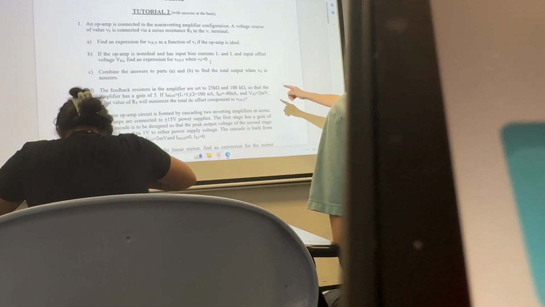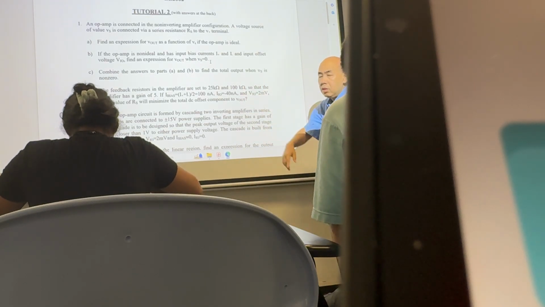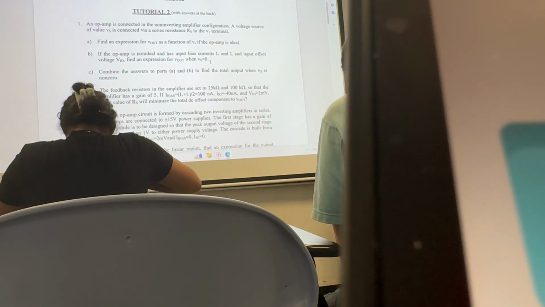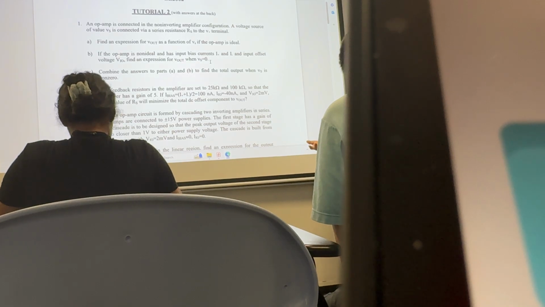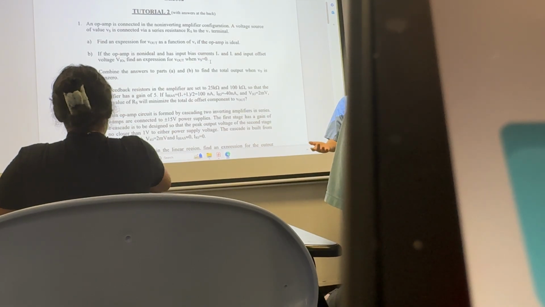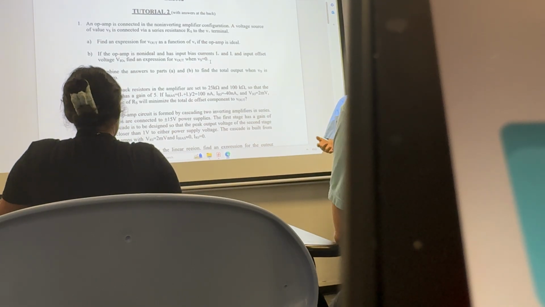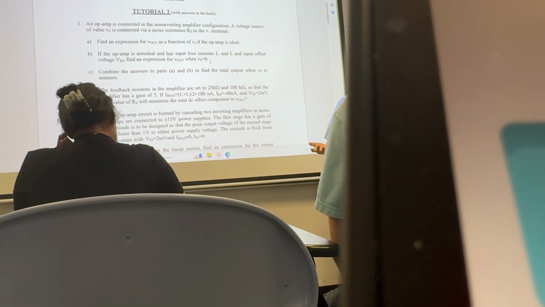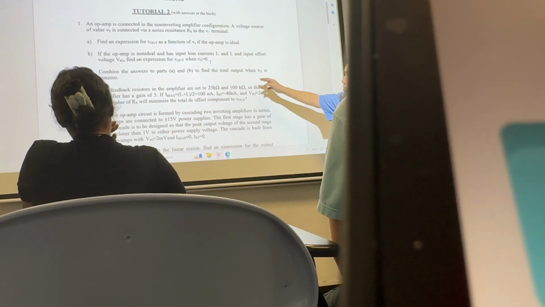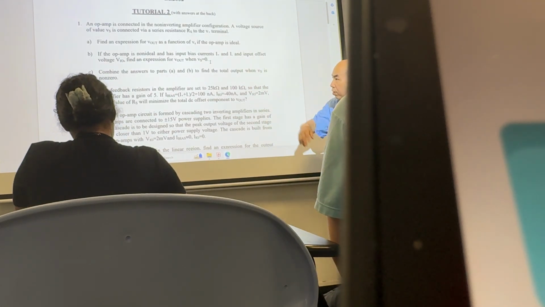Then compare A and B if the Vs is non-zero. So your signal source will come in. So your output will be a superposition, right? All the offset components add together, and all the signals add together with the signal source, right? 1, 2, 3, 4, right? Here is a 1, 2, 3, right? Here is a 1, 2, 3, 4.